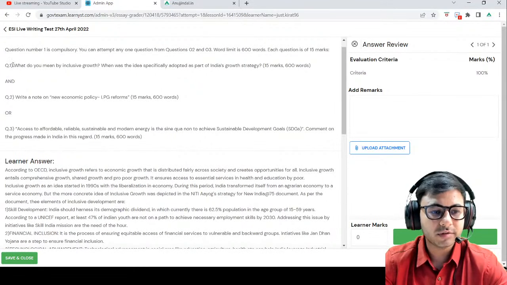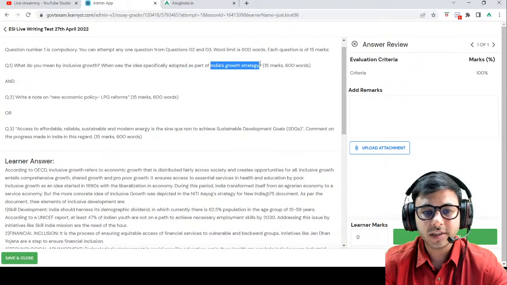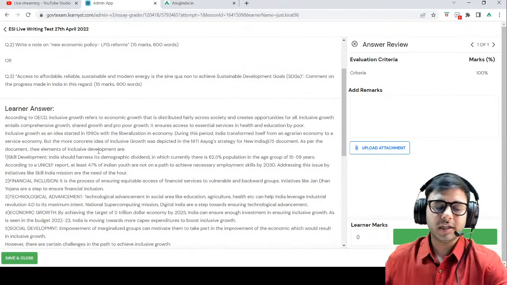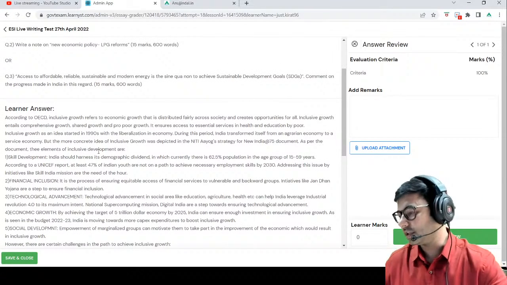Let's go through the question. What do you mean by inclusive growth? When was the idea specifically adopted as part of India's growth strategy?